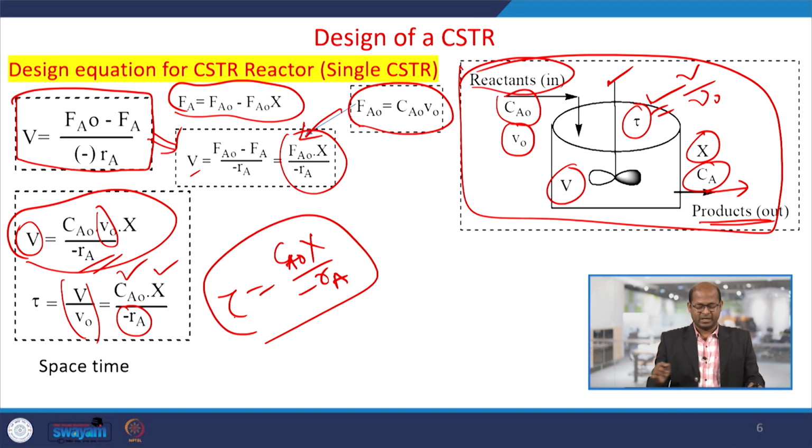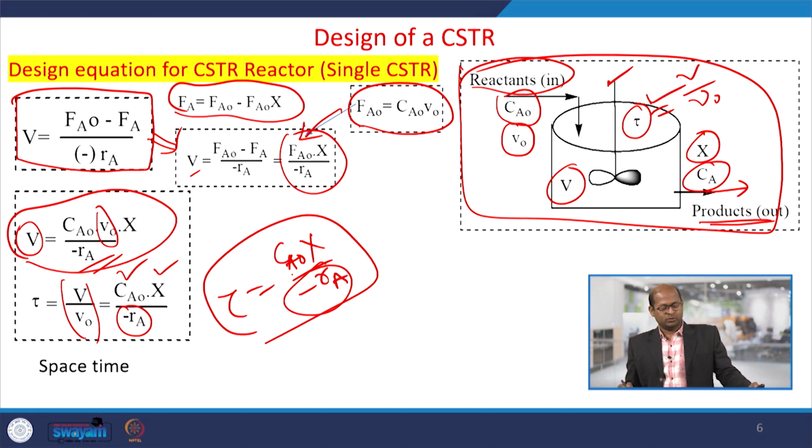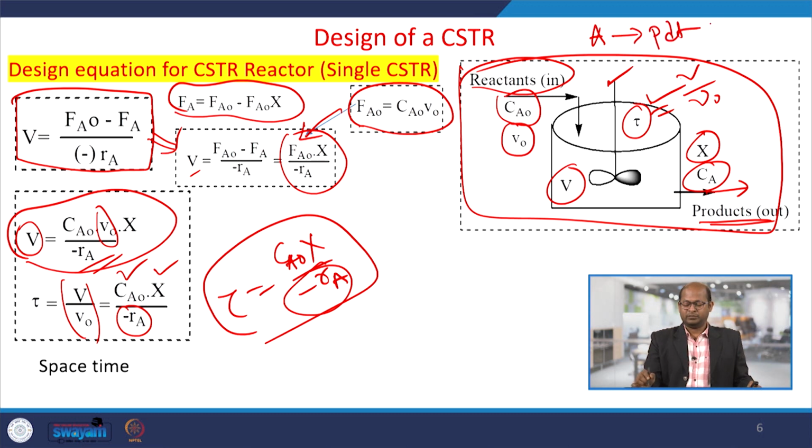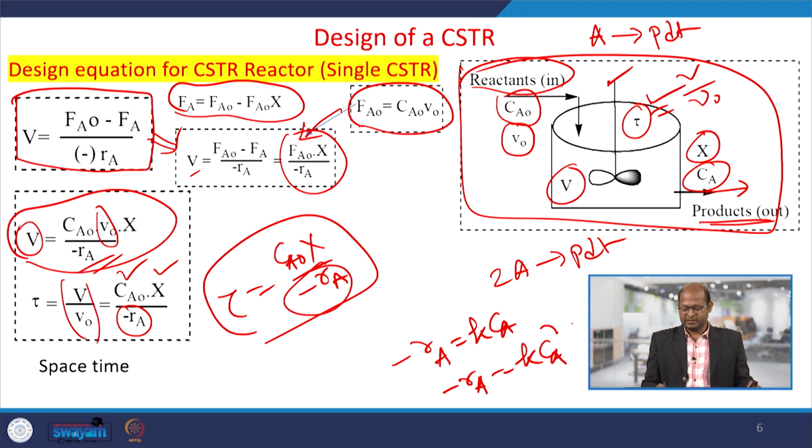So, this is the space time expressed in terms of the initial concentration of component A, the conversion for that particular reaction, and minus R A, that is the rate of the reaction. So, space time we can express this way. Now, the reaction we conduct may be any reaction, first order or maybe second order. So, minus R A we can write K into C A for a first order reaction, and minus R A equals K into C A whole square for the second order reaction. The rate we can write this way.